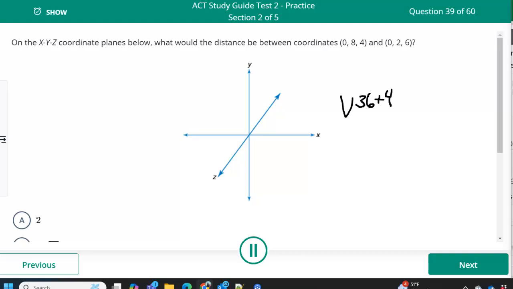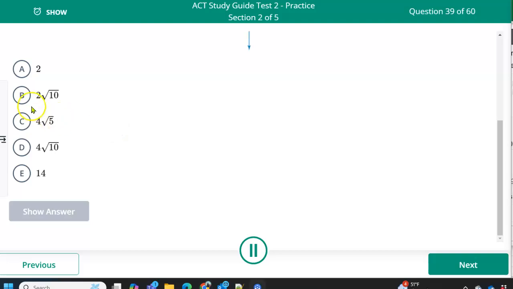And what is the square root of 40? Square root of 40 would be 2 times the square root of 10. All right, let's see what we've got here. 2 times the square root of 10.